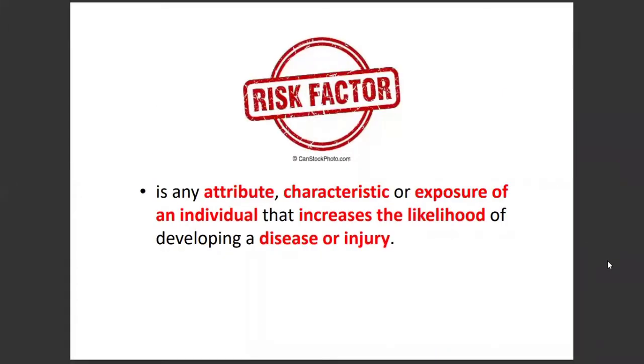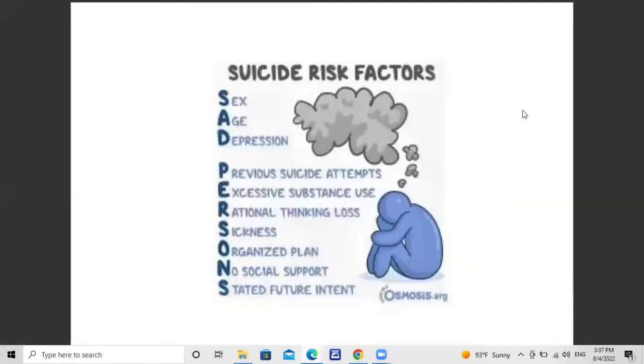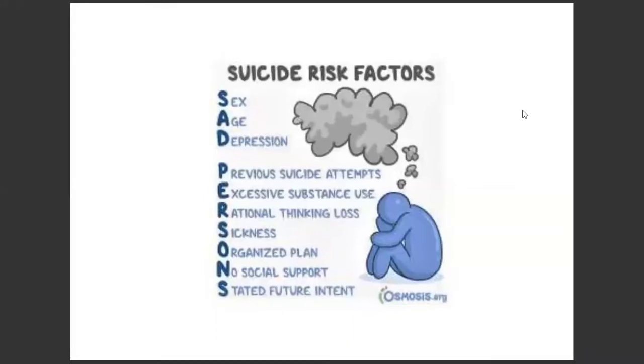So now let's define risk factors versus protective factors. First is risk factor. A risk factor is any attribute, characteristic, or exposure of an individual that increases the likelihood of developing a disease or injury. So what are the examples of risk factors? This is our SAD PERSONS: sex, age, depression, previous suicide attempts, excessive substance use, rational thinking loss, sickness, organized plan, no social support, stated future intent. So these are examples of risk factors.